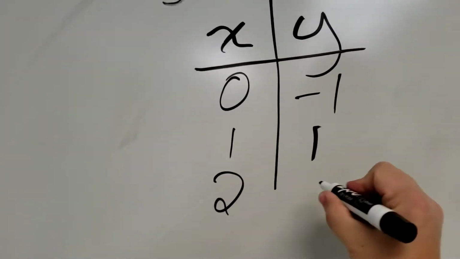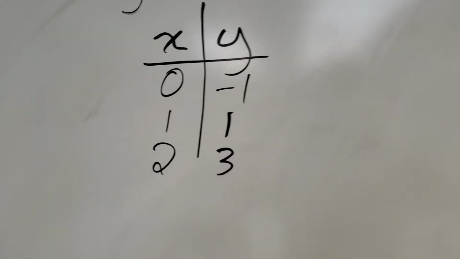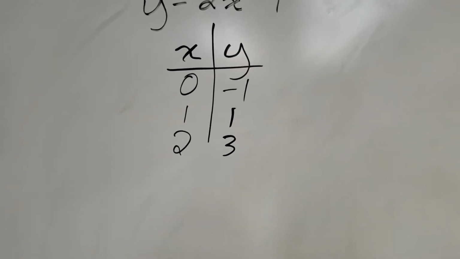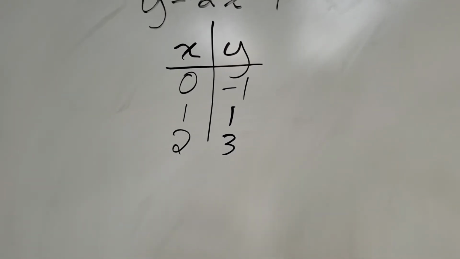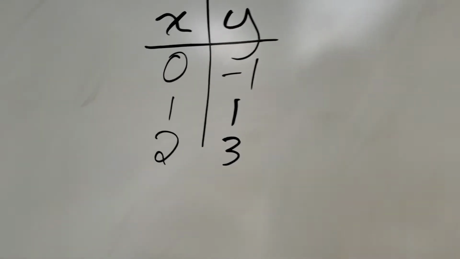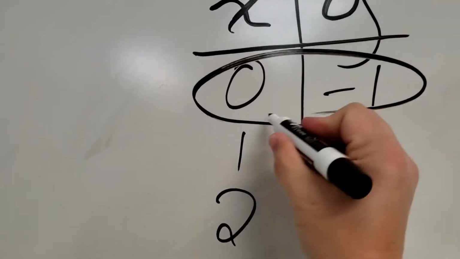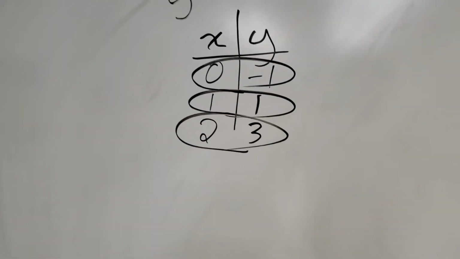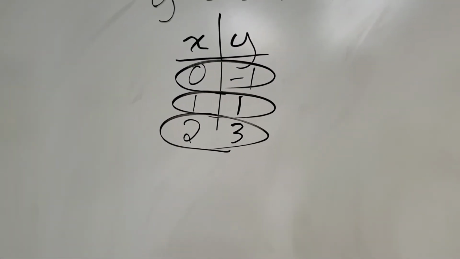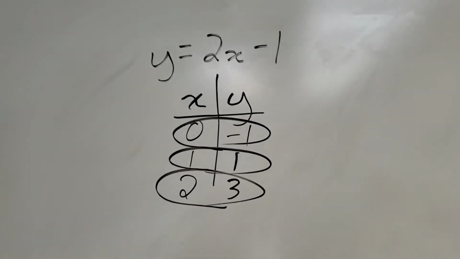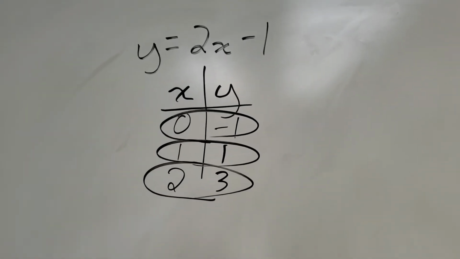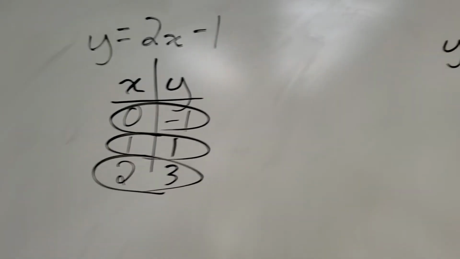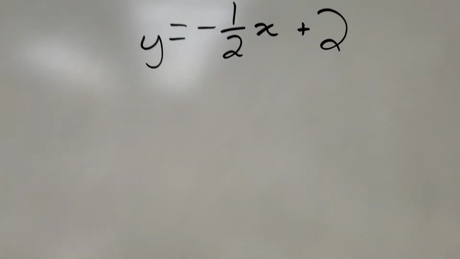So I end up with basically 3 sets of coordinates. 0, negative 1 is the first one. 1, 1 is the second one. And 2, 3 is the third one. So just kind of circle them here. These are our 3 sets of coordinates. And what we can do is put those onto the coordinate plane. And when we do that, we will end up with a line. And we'll see that in just a minute. I'm actually going to go to the next example for just a second.